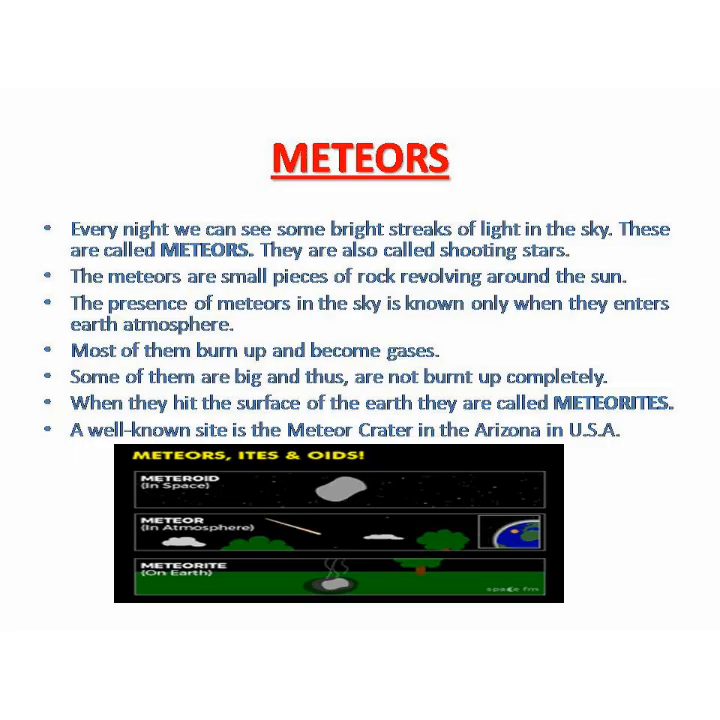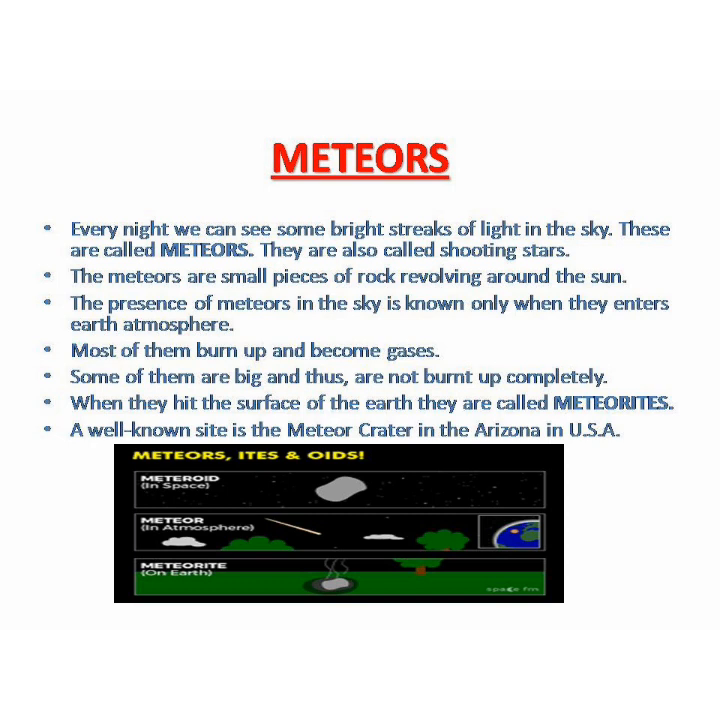Now let us discuss another heavenly body, the meteor. Every night we can see some bright streaks of light in the sky. These are called meteors. They are also called shooting stars or falling stars. Meteors are very small pieces of rock which are revolving around the sun. Their presence can only be felt when they enter the earth's atmosphere. Most of them burn up and become gases, but some of them are so big that they do not burn completely, so they collide with the earth's surface.